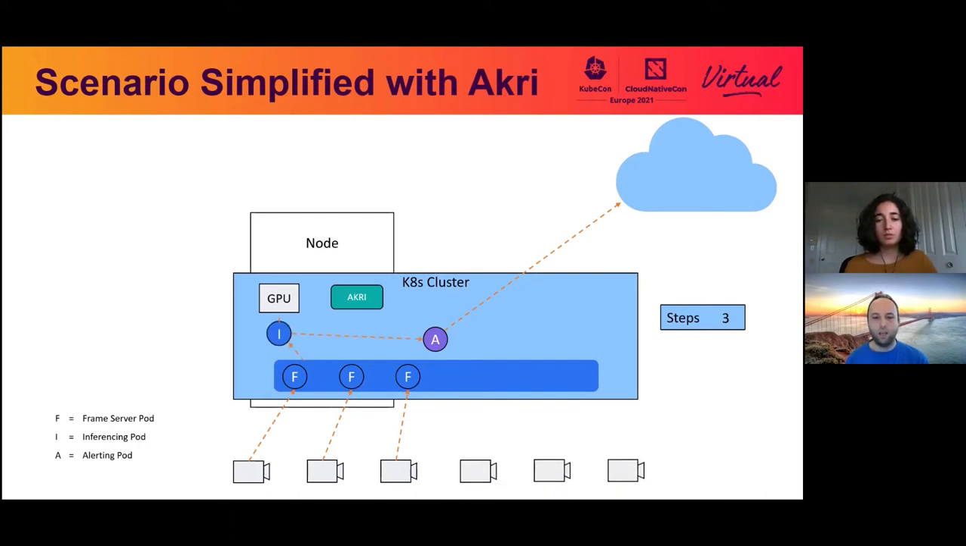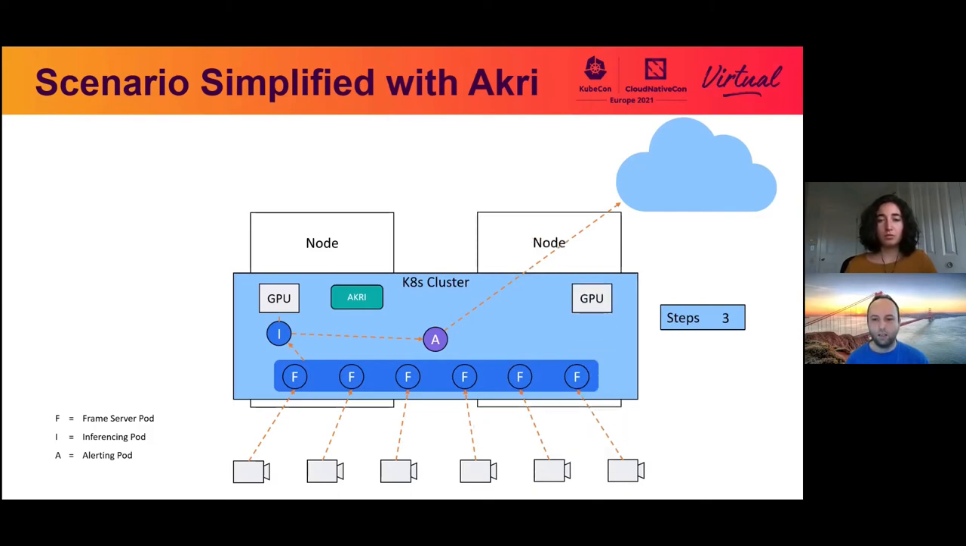Now, in this case, again, if any camera goes down, that's OK. Akri will discover that the device is no longer available, and it will automatically evict the frame server pod. If we want to scale, all we need to do is connect the IP cameras. Akri will automatically discover them, provision the frame server pods, configure them correctly, and our inferencing application didn't have to be changed in any way from the operator side.